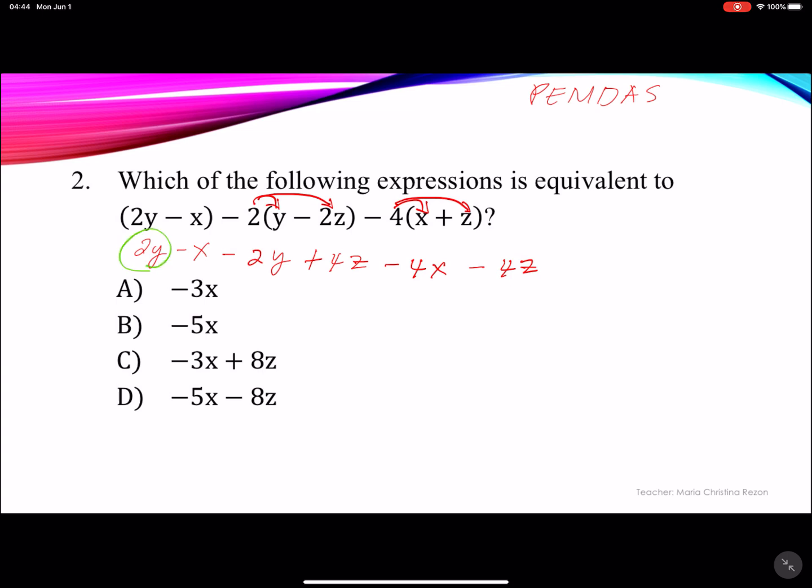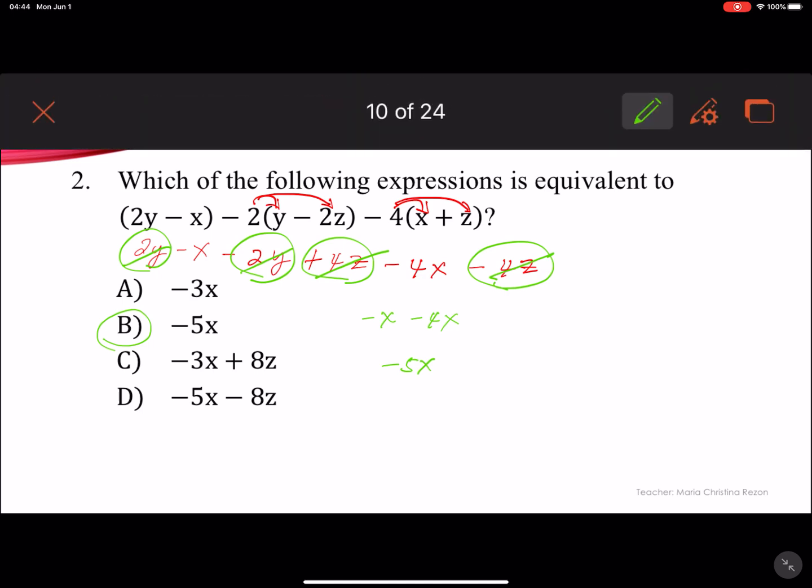You can combine this, that is 0, this and this, that is also 0. What is left is negative x minus 4x, or you can have negative 5x. That is letter B. Okay, then let's proceed.